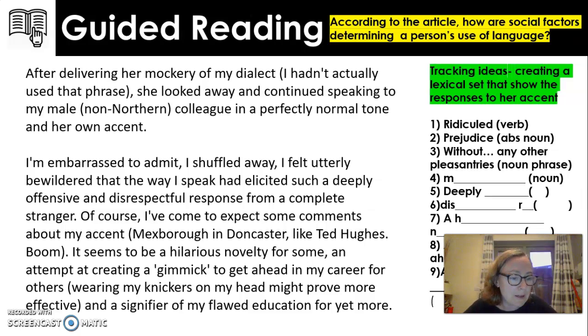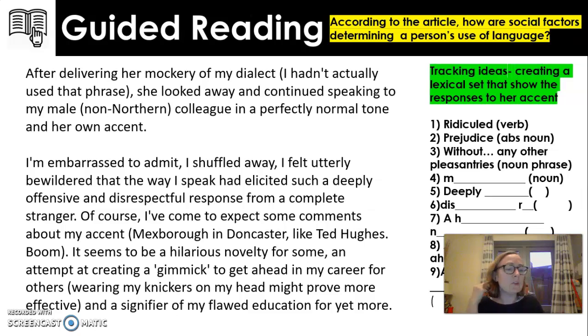So what I want you to do in a minute, guys, is press pause. It says here to track ideas to create a lexical set that shows the responses to her accent. There are 9 that I want you to track. The first 3 come from the headline, the standfirst, and previous paragraphs. Number 4 picks up from the top paragraph here. So in the headline, she uses the verb ridiculed. That's beginning to show responses to her accent, how people reacted when they heard her speak. She was ridiculed. Then she goes into this abstract noun, prejudice. So people have treated her with prejudice, they have ridiculed her.